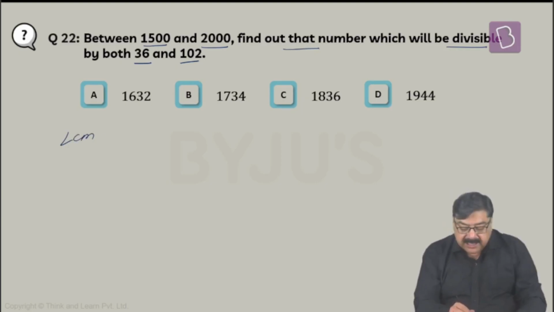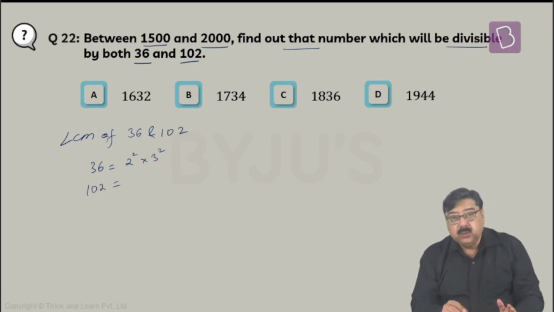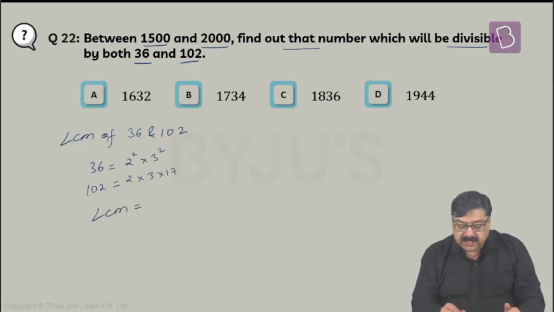So let us take the LCM of 36 and 102. Now 36 is 2 square into 3 square, and 102 is 2 into 51. So 51 again is 3 into 17. So the LCM here will be the highest power of the prime factors. Highest power of 2, so 2 square. Highest power of 3, so 3 square. And highest power of 17 as it is.